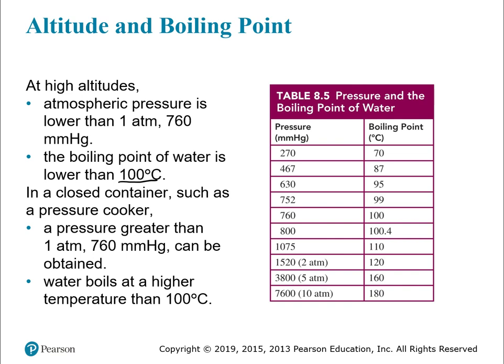In a closed container, like a pressure cooker, which everybody has now, like Instant Pots, which are multi-cookers that can do saute and slow cooking and all that other stuff, the pressure cooker works by having a pressure greater than atmospheric pressure. So water boils at a hotter temperature than 100 degrees Celsius, so it's going to cook your food a lot faster.